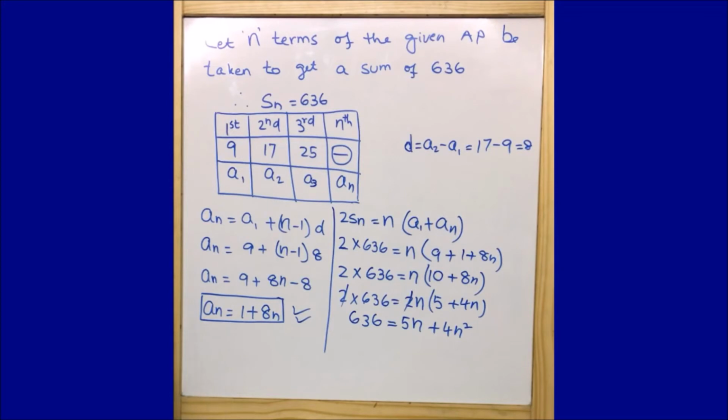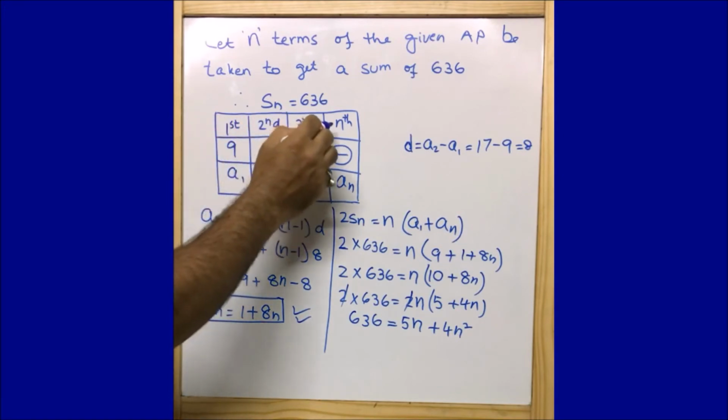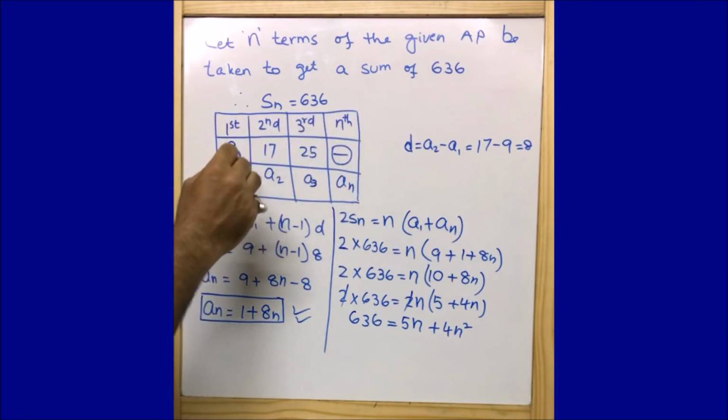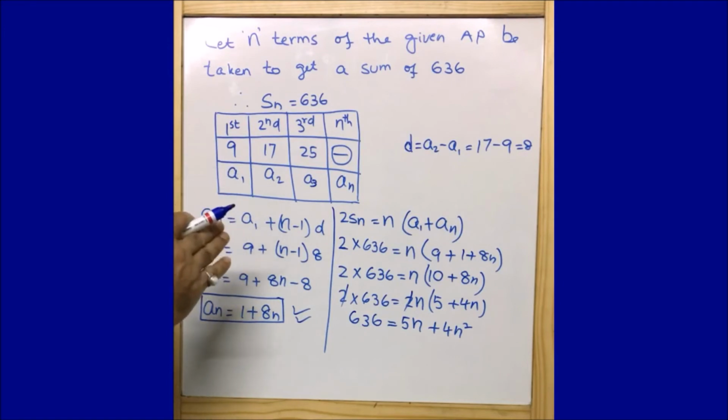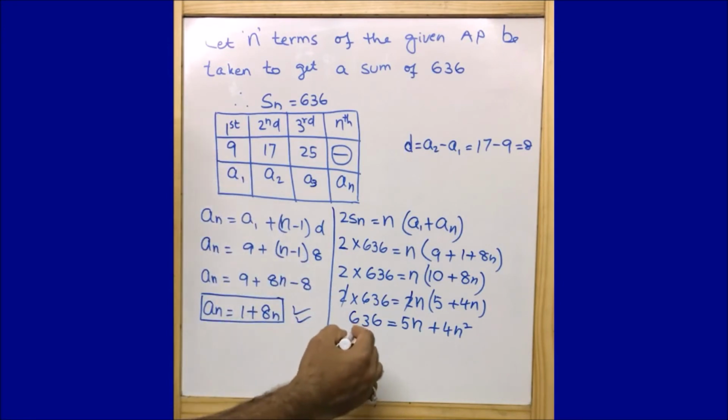Whenever there is the ask for n, definitely we will get a quadratic equation. And one thing we should keep in mind: the value of n cannot be negative or a fraction, because these are terms like 1, 2, 3, 4, 5, 6. These are rounded figures, neither fractions nor negative. So keeping that in mind, we need to work it out.